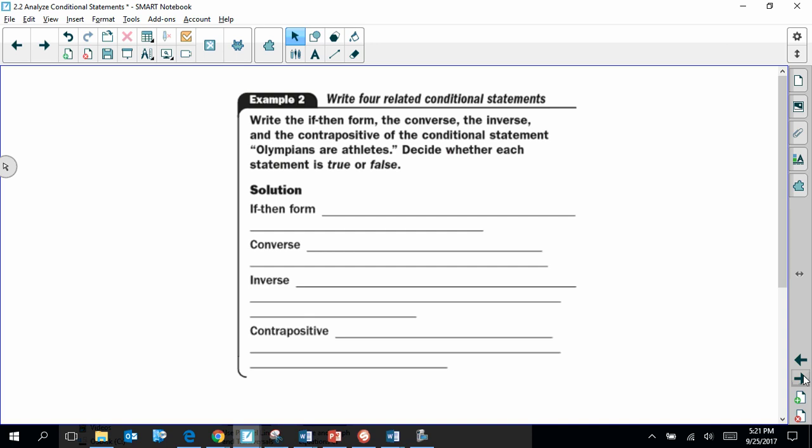Starting off with the statement, Olympians are athletes. That's what we're given. The first thing we're talking about is Olympians, so that is what I'm going to make my hypothesis, and athletes is going to be part of my conclusion. So my conditional statement is: if you are an Olympian, then you are an athlete. Now the next thing it's asking us to do is decide whether that statement is true or false.